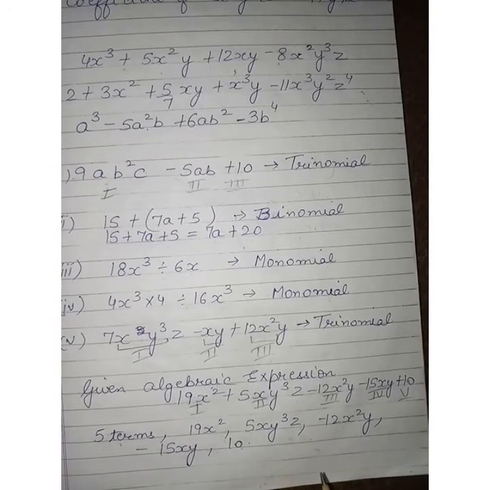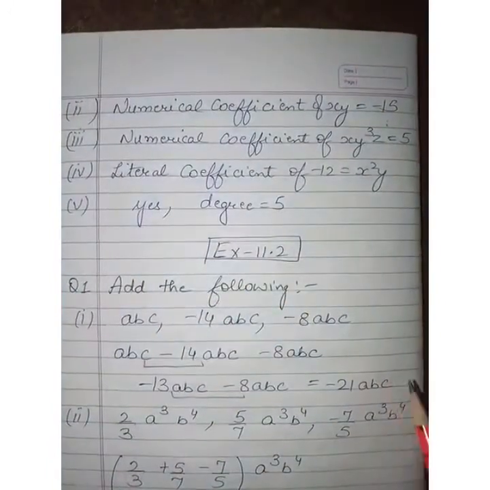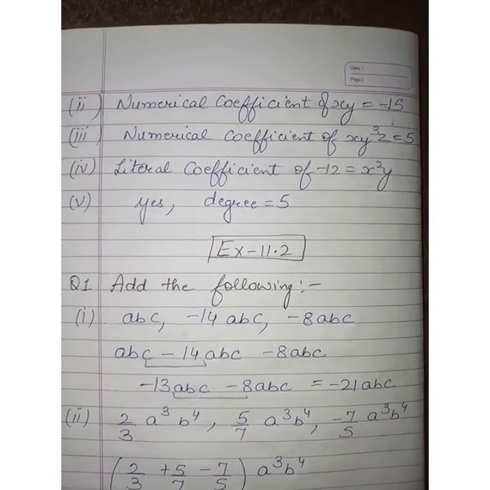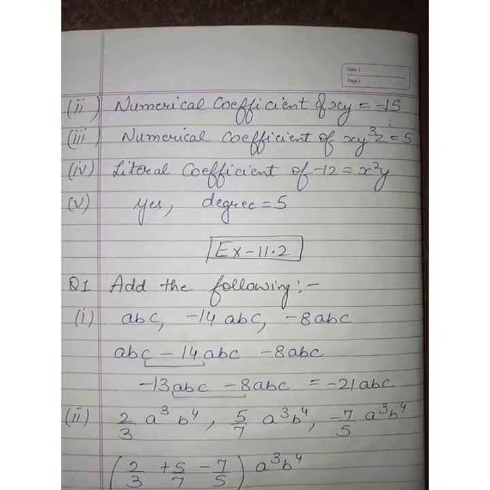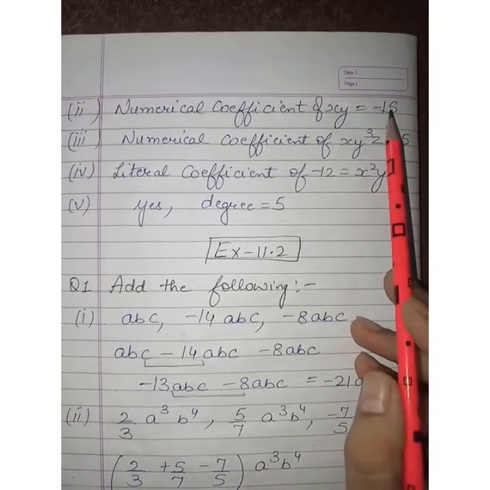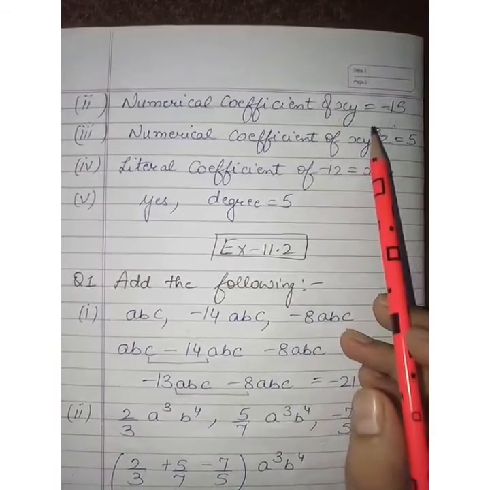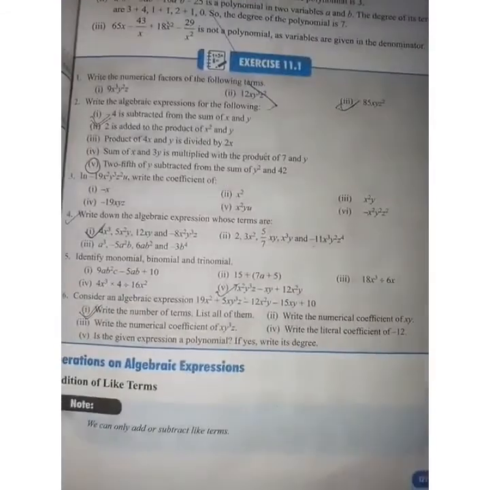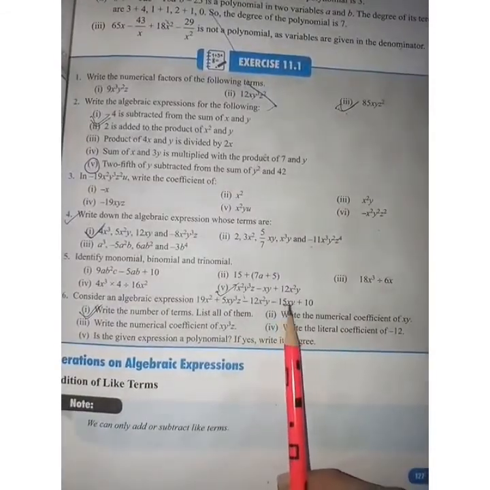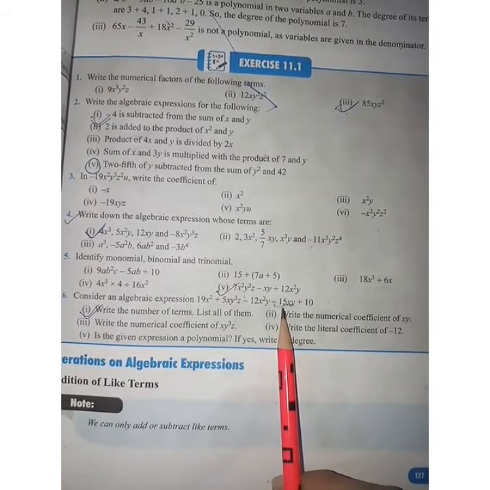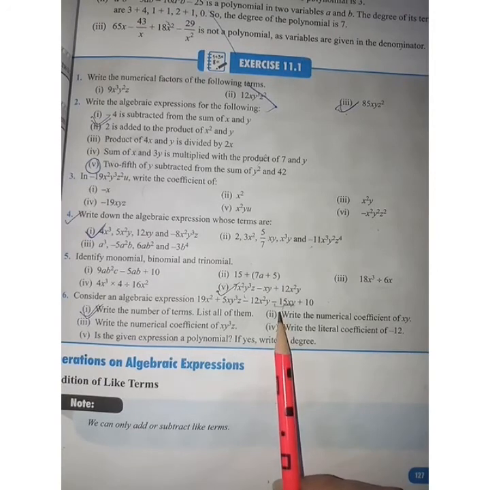Now move to the second part. In the second part we have to write the numerical coefficient of xy, as we did in the very first question. Numerical means you have to write the constant coefficient of xy. In your algebraic expression, here is the xy. So what is the numerical coefficient of xy? That is minus 15. Consider the sign with it. Don't write only 15, or your answer will be wrong.